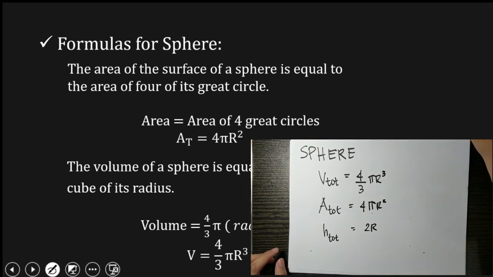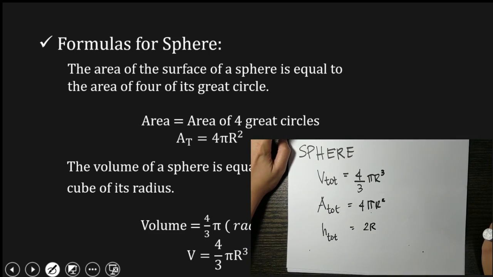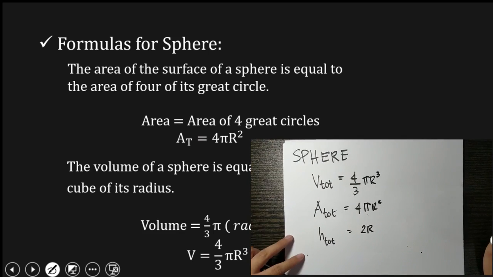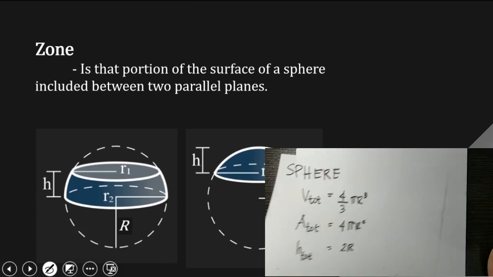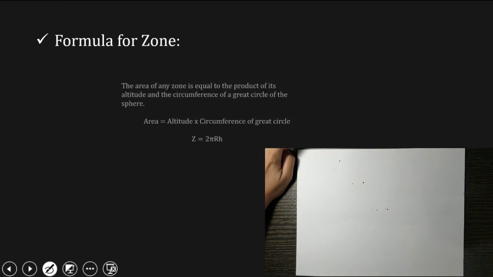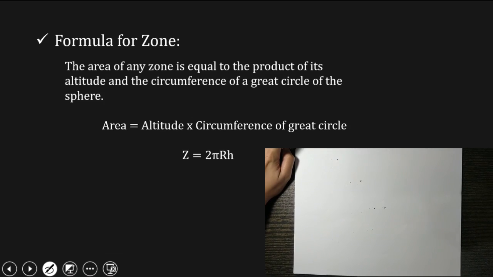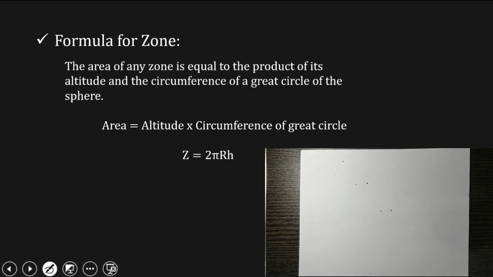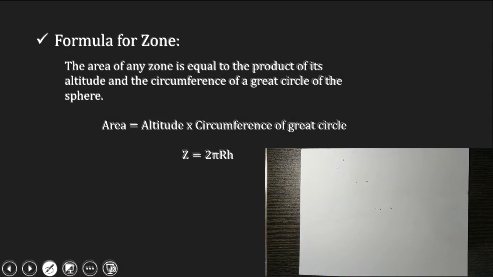Now, there is actually a shorter way to derive the formula. For example, the first topic is a zone. A zone is the portion of the surface of a sphere included between two parallel planes. Now, the formula for a zone is shown on the screen as Z is equal to 2 pi rh.